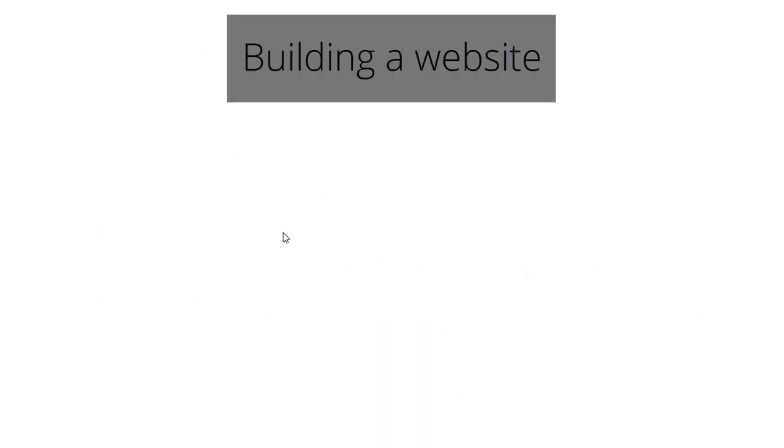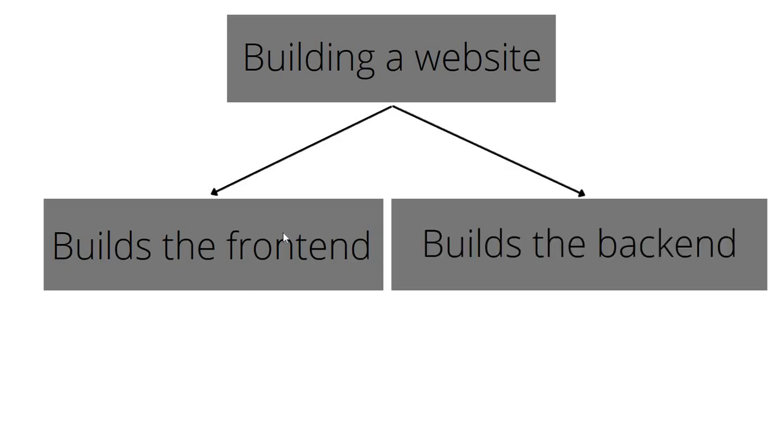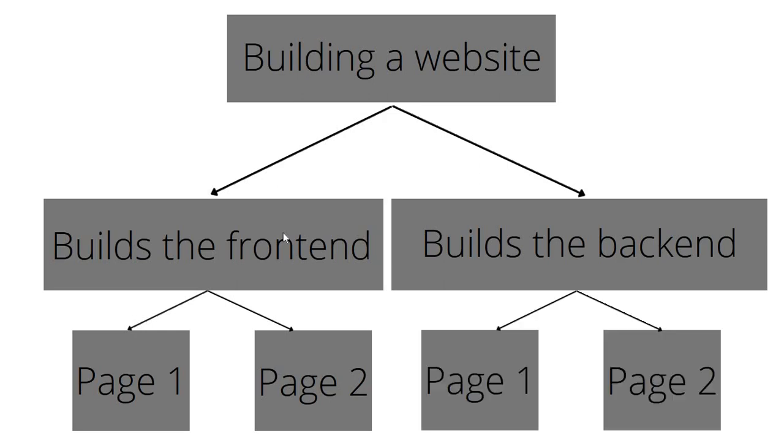Let's say you're building a website. For building the website you need a front end team and a back end team. Let's say the front end team has got to do two pages, and for each page there are two people assigned. So for page 1 two people, and for page 2 two people. Similarly for the back end, we have got two people for page 1, two people for page 2. The total number of people therefore is 8 people. So 8 people building a website.